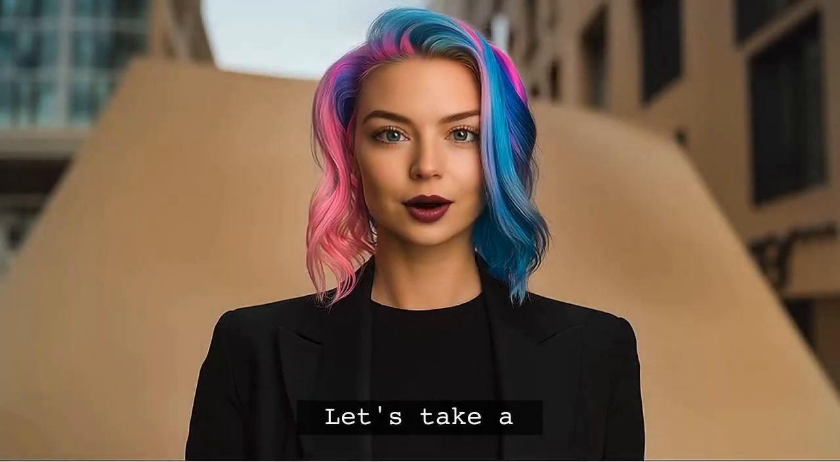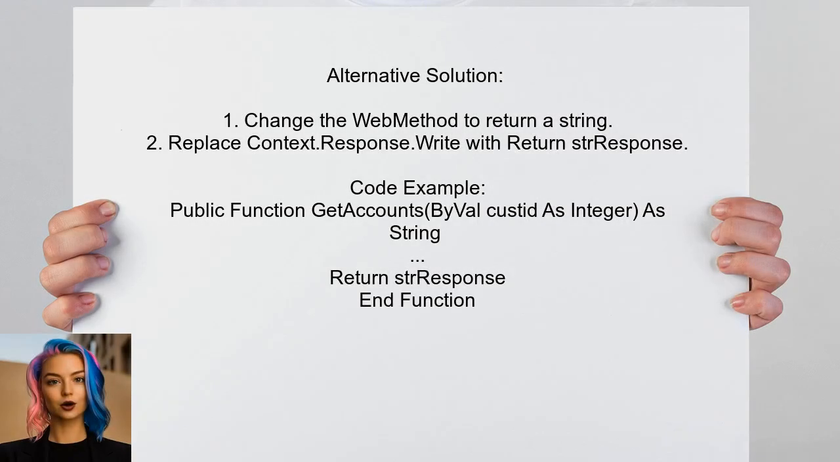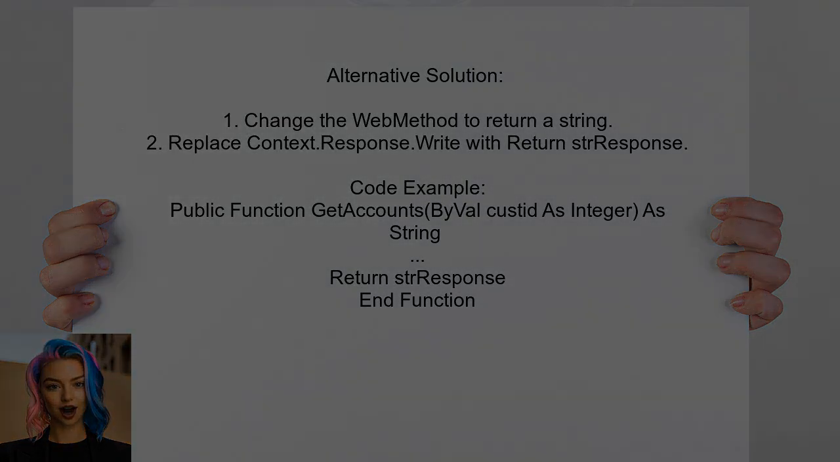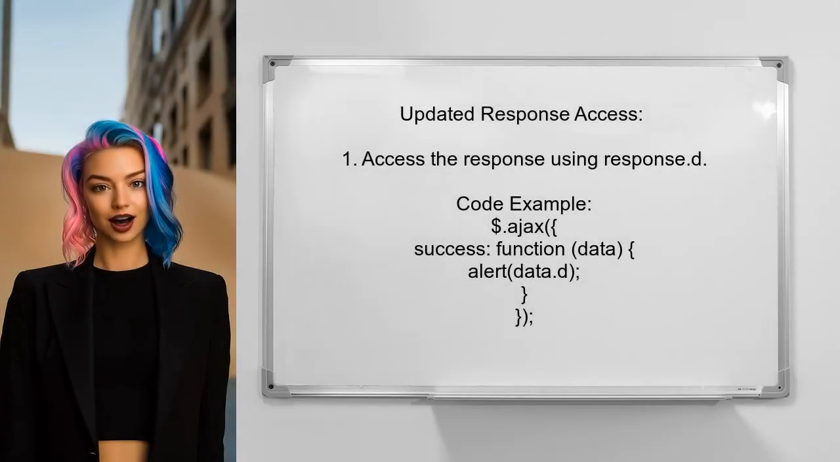Let's take a moment to review another user's answer. This user suggests that the strange D null in your JSON response occurs because your web method does not have a return value. Instead of writing directly to the response, you should return a string from your method. By making this change, the returned object will be formatted correctly, allowing you to access the data using response.d in your JavaScript.